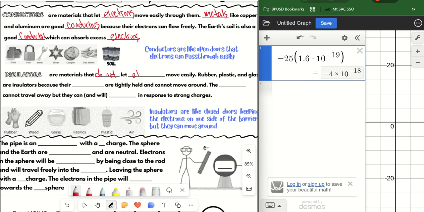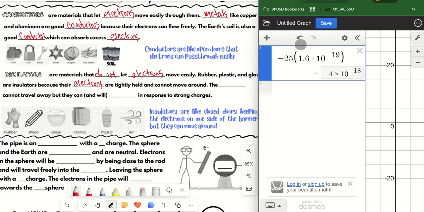Now, insulators are materials that do not let electrons move easily. Some examples of this are rubber, plastic, and glass. These are all insulators because their electrons are tightly held and cannot move around.